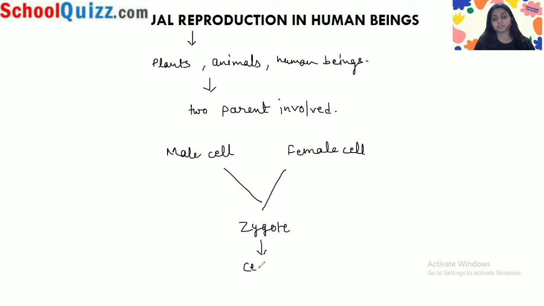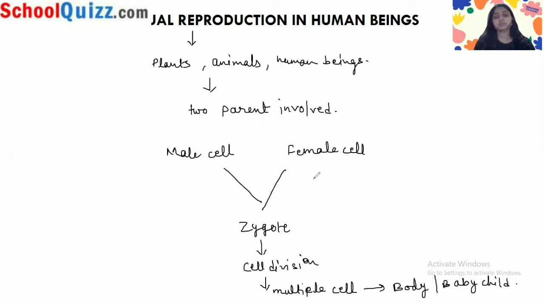Further, this zygote does cell division, and later on multiple cells are produced, and then finally they form the body, or you can say the baby child in the womb of the female, okay. So this is how sexual reproduction works, meaning it involves two parents, okay.